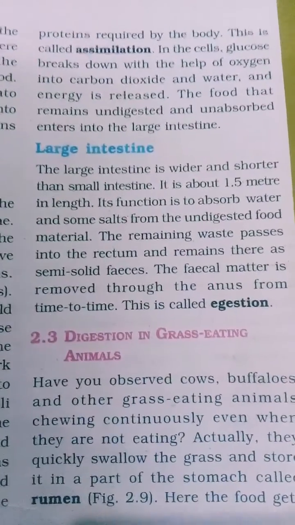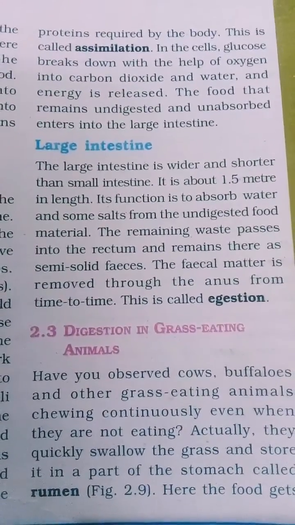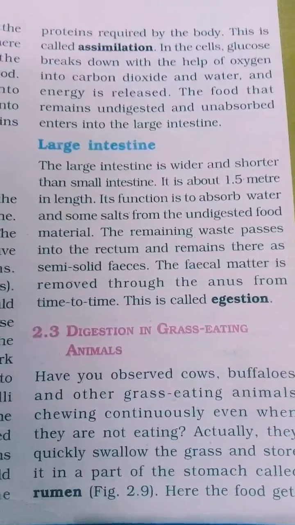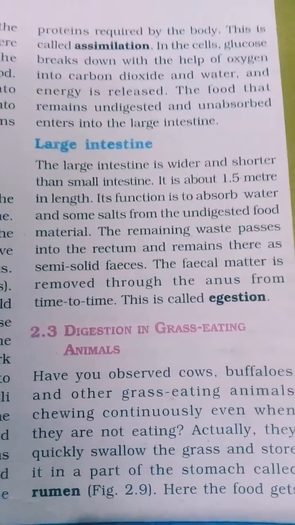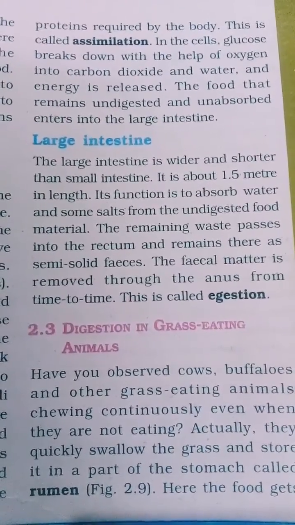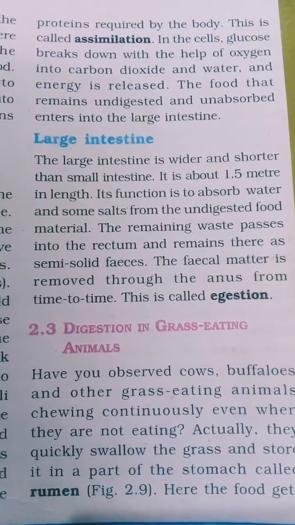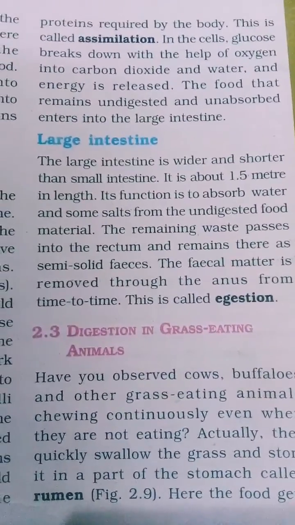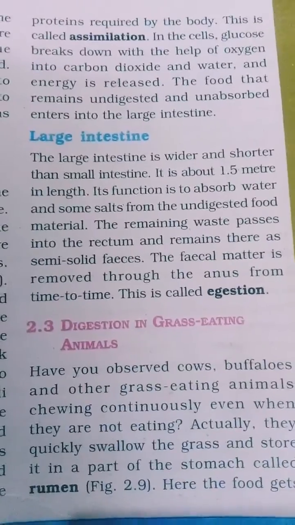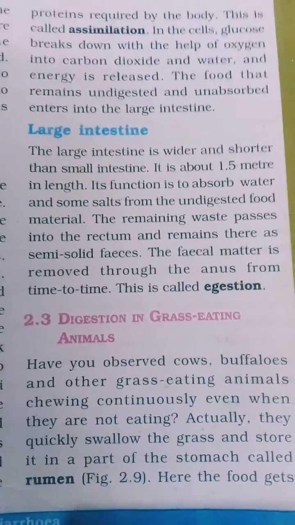Okay, whatever the proteins which is built up by the digested food required by the body, this process is known as assimilation. Okay, and what it does, it breaks down in cells. Glucose breaks down with the help of oxygen into carbon dioxide and water, and therefore the energy is released in our body. Understood, all of you?